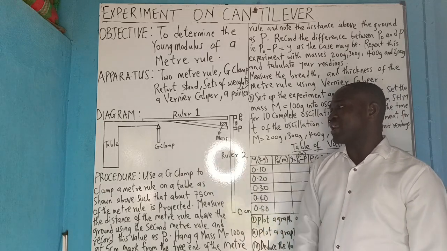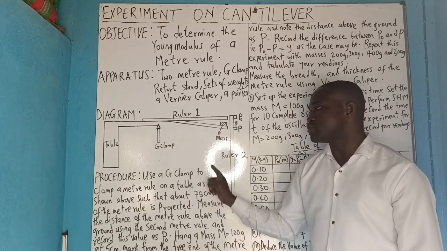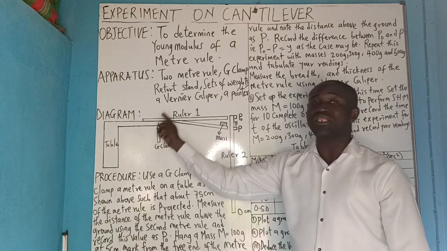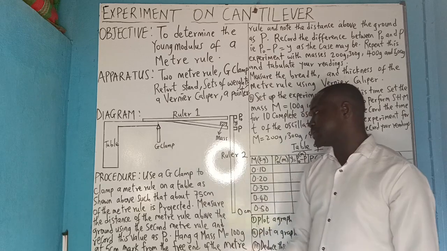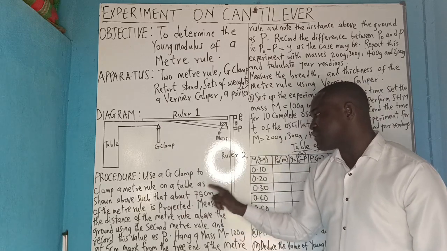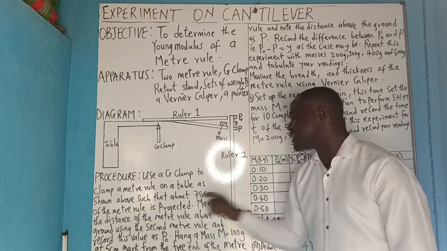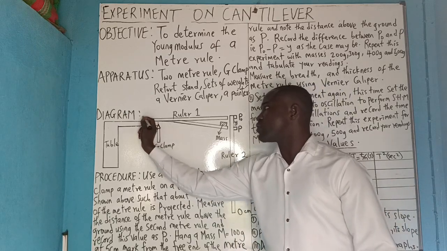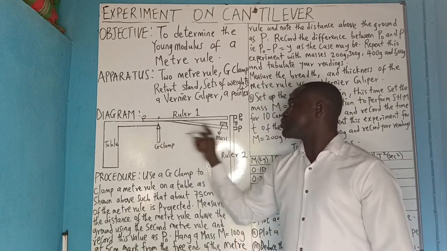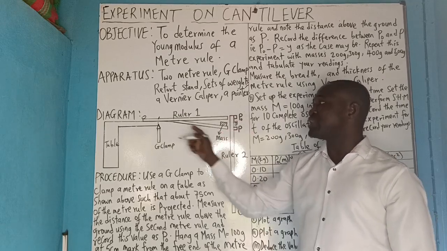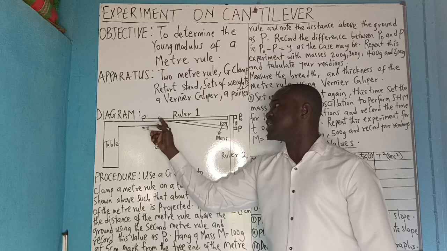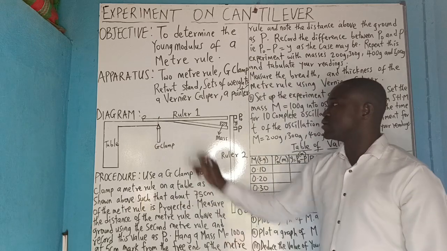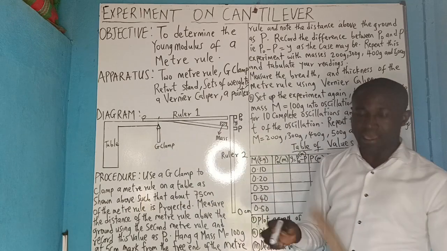Now look at the diagram. Use a G clamp to clamp a meter rule. You take one of the meter rules and clamp it with the G clamp, such that about 75 cm of the meter rule is projected. Here is 0, so from here to here will be 75 cm. That means about 25 cm will be inside here, from here to here.